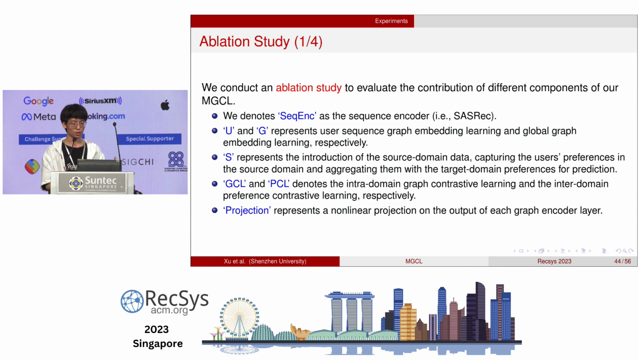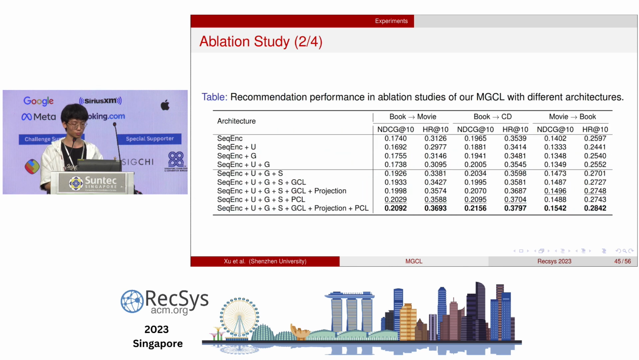We also conduct an ablation study to evaluate the contribution of different components of our MGCL. We can see that all the best results come from the composition of all the modules, which confirms they are complementary.